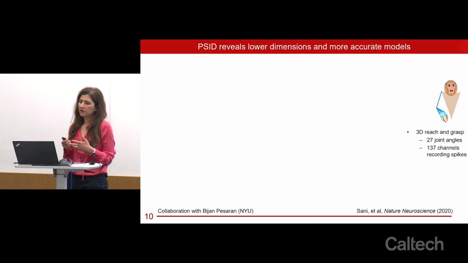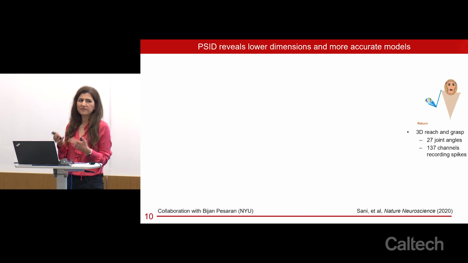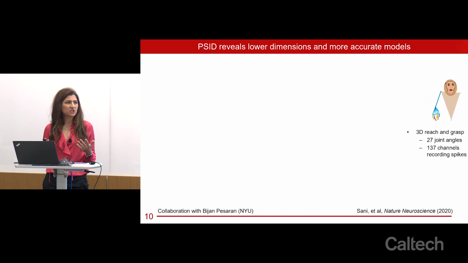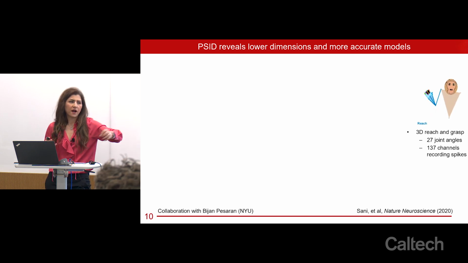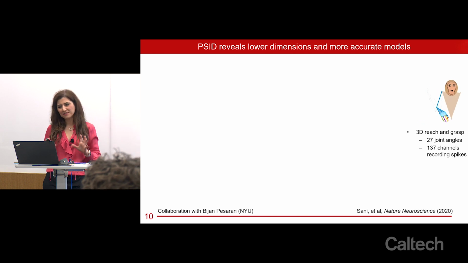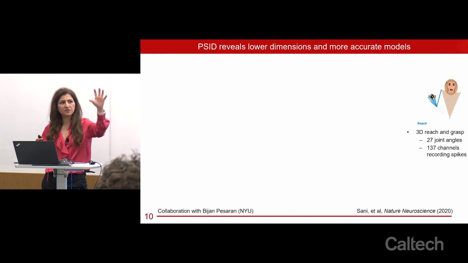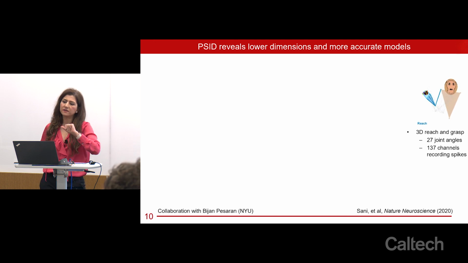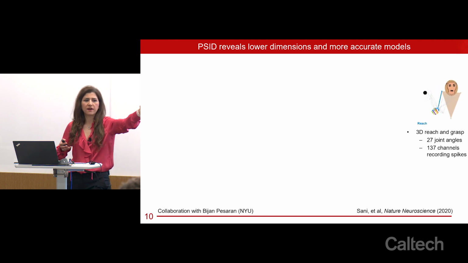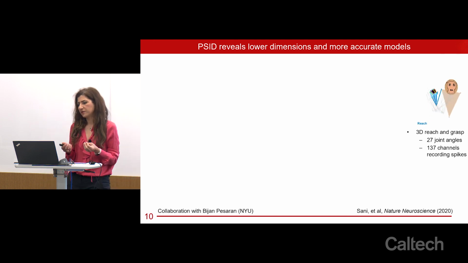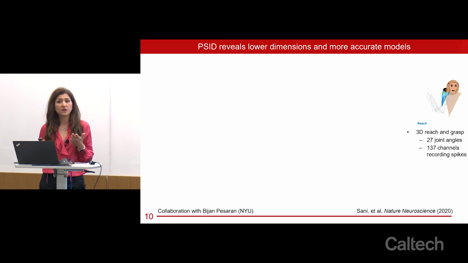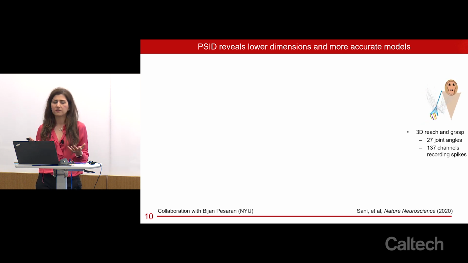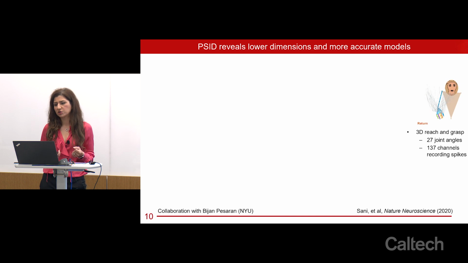OK, so how does this algorithm work? We tested PSID on a naturalistic reach, grasp, and return movement data set. I'm going to show you this data set throughout, so I'm going to explain it in advance. So this is a naturalistic data set. There are 3D objects presented to the animal. They're supposed to reach for it, grasp it, and then return to a resting position. We measure 27 joint angles and then neural activity from over 100 channels.